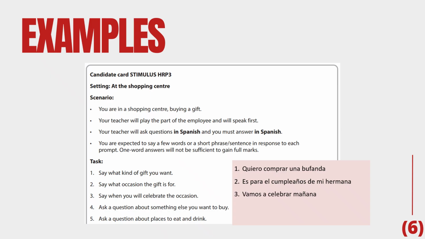3, vamos a celebrar mañana. Vamos because we, but you could say voy a celebrar mañana. If you're really stuck, mañana would be fine, or another time phrase.